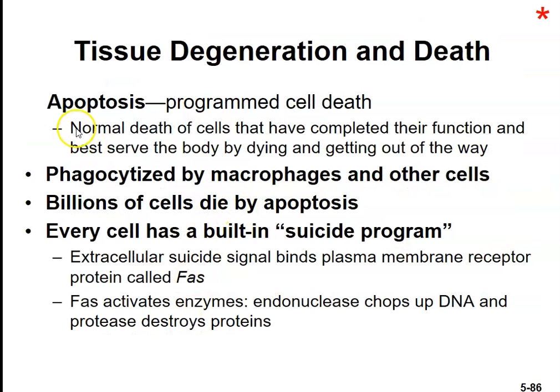The normal cell death that happens in our body is called apoptosis. A lot of cells in our body have programmed cell death, which means normal death of cells that have completed their function and best serve the body by dying and getting out of the way. The typical example is our skin cells. We see many dead skin cells come off every seven days or so during our shower.